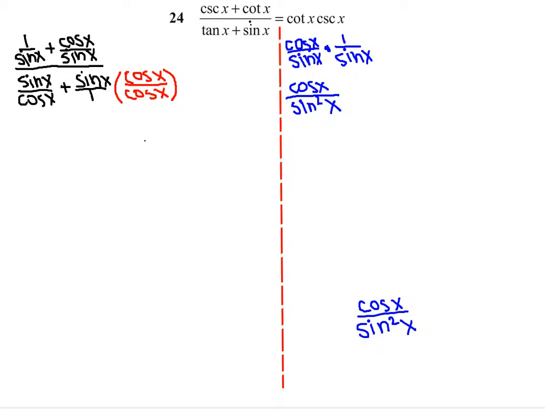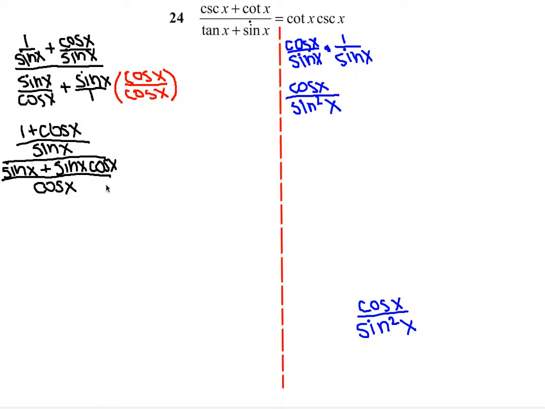So now if we just add it up, starting with the top is going to be 1 plus cos x over sine x, and then that is all over sine x plus sine x cos x, all over cos x.